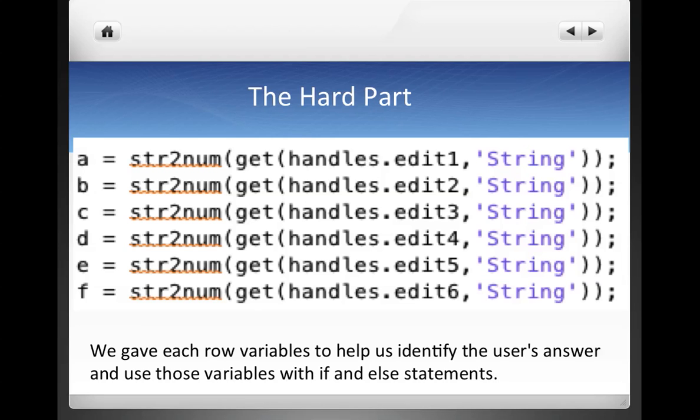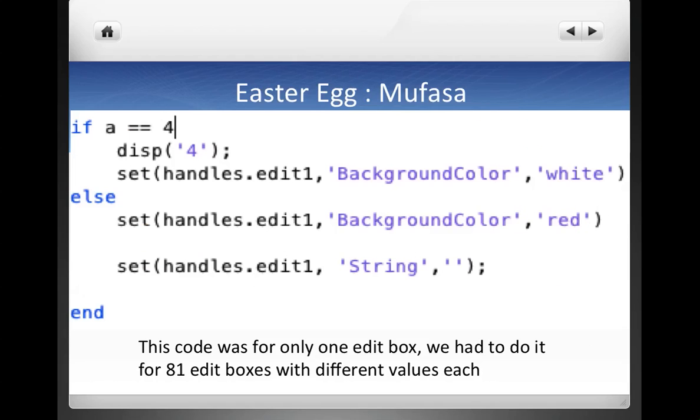Okay, so we thought this was the hard part, because that's the reason why we use str2num: to pull the code, the handles, and then put it on the edit box. We give each row variables to help us identify the user's answer, and use those variables with if and else statements. So we get that answer, and then we put it on the box. We did that for all the boxes that we did. And basically this is what we did.